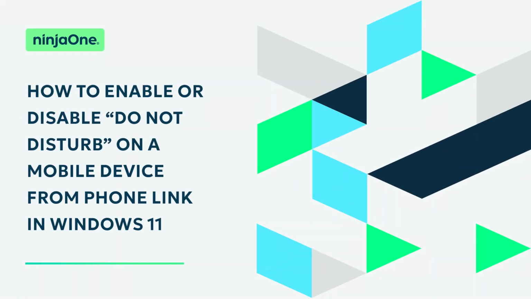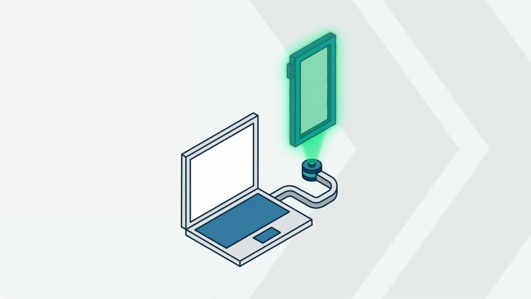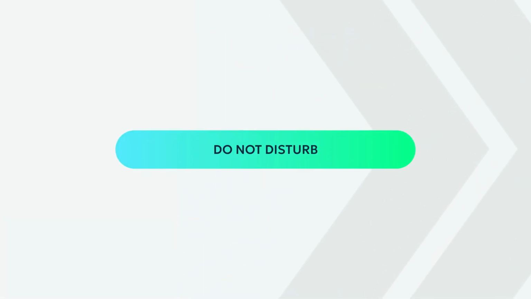How to enable or disable Do Not Disturb on a mobile device from PhoneLink in Windows 11. Configuring your PhoneLink app doesn't have to be hard. Here's how to enable or disable Do Not Disturb on a mobile device via PhoneLink on Windows.